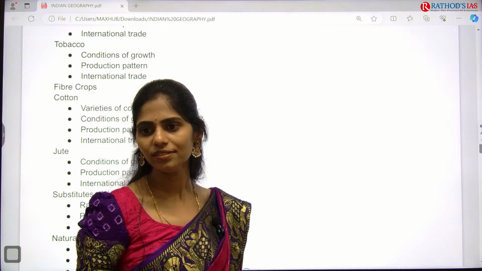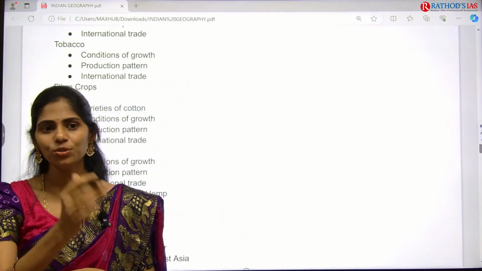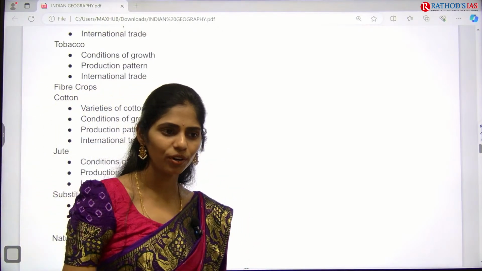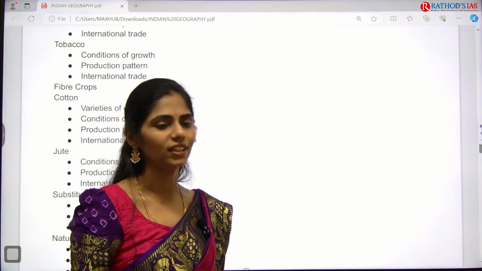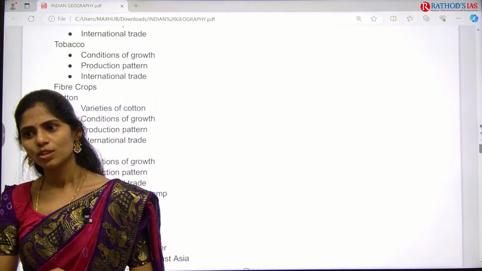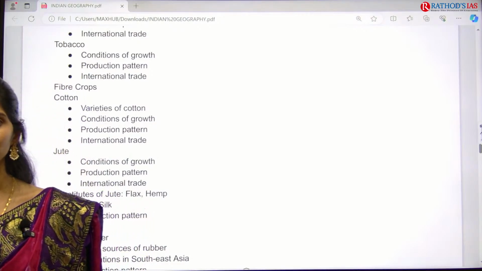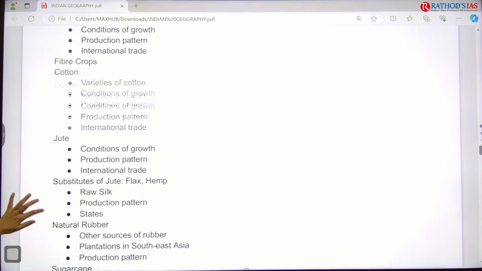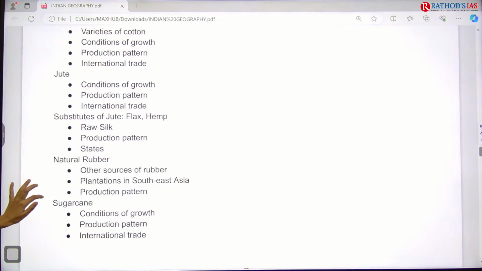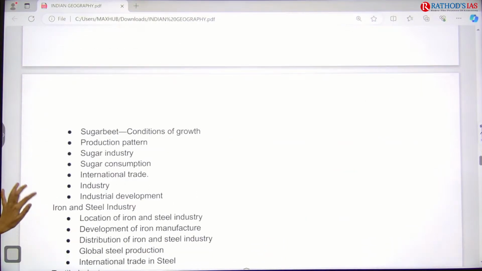In this way only, India got exploited by the Britishers. They took the cotton, they took the raw material, and they used industries and made final products, and brought them back to India to make the market. So in this way the Britishers exploited India a lot. And you have to see about cotton, jute, rubber, sugarcane, iron and steel.